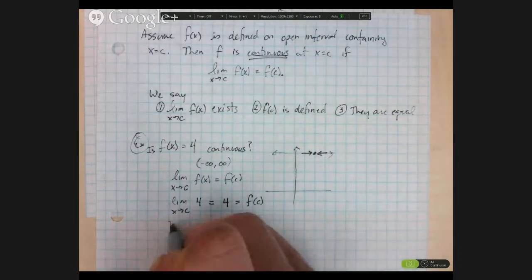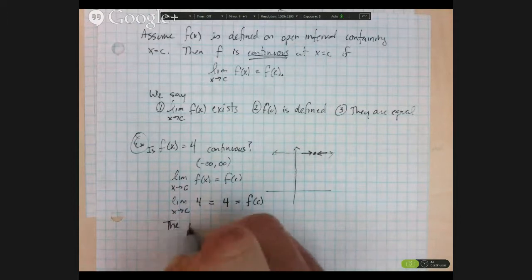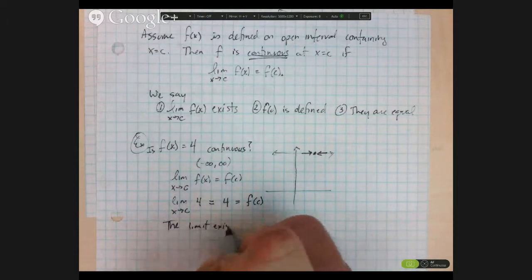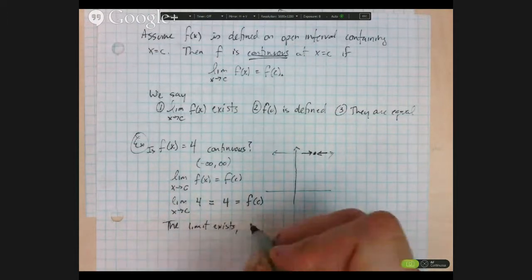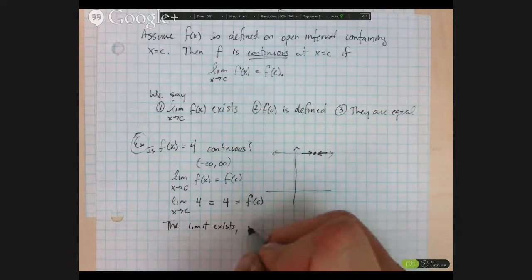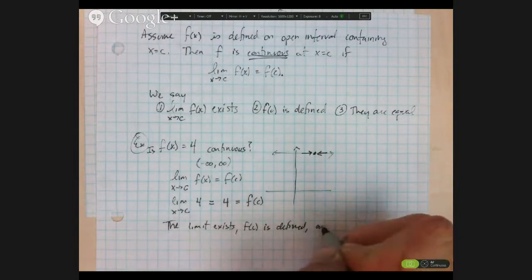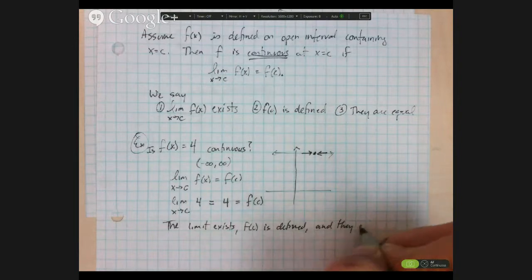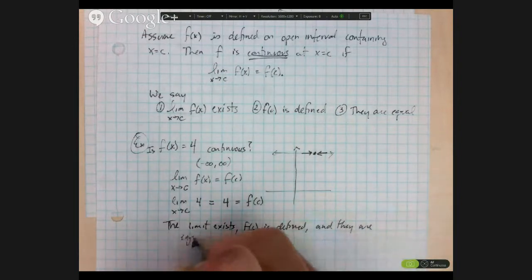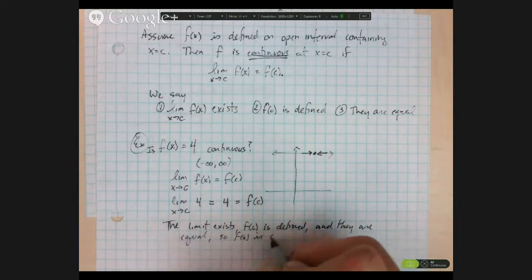So we would write the limit exists, f of c is defined, and they are equal, so f of x is continuous.